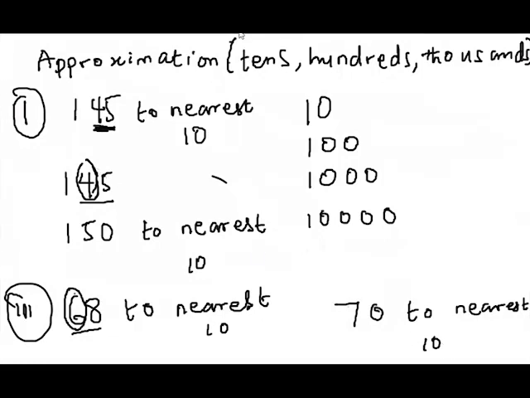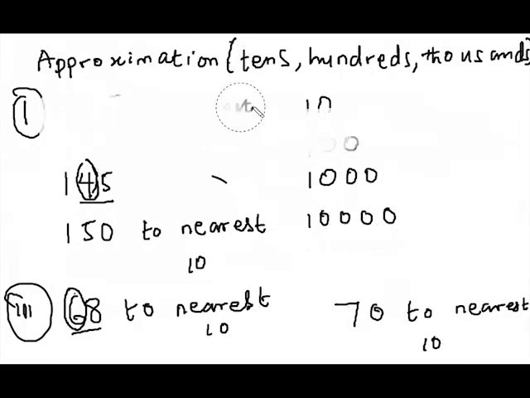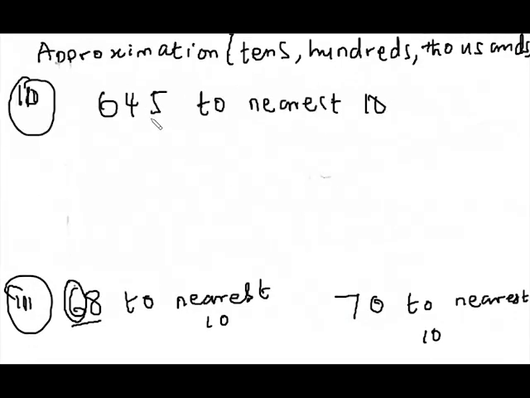So let's take an extra example, nearest 10. So looking at this now, these are the two numbers we are picking because we are approximating to the nearest 10, and then this is the one we are looking at. So the number before that would have to be approximated to that number. So 5 rounded up is 1, added to 4 is 5. So 650 is the approximation of 645 to the nearest 10.